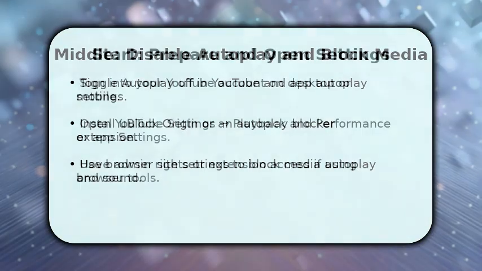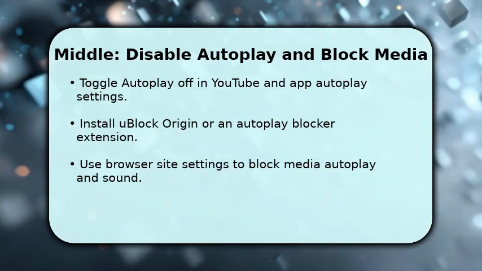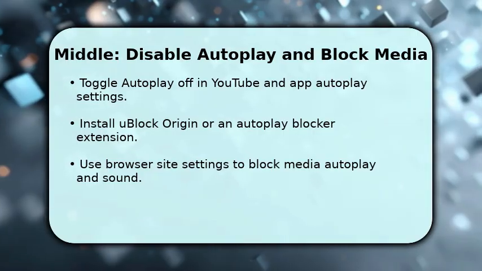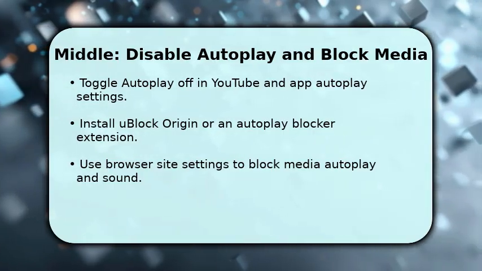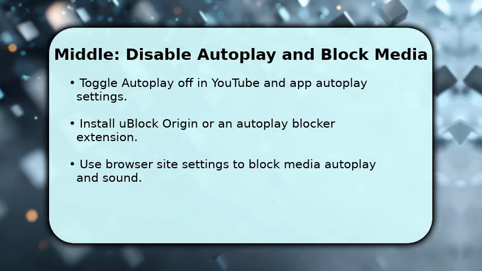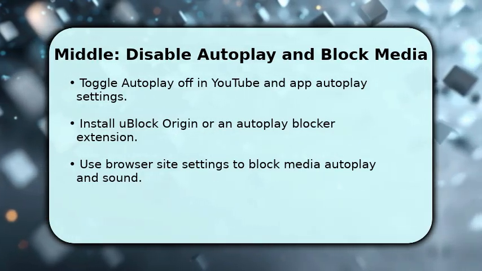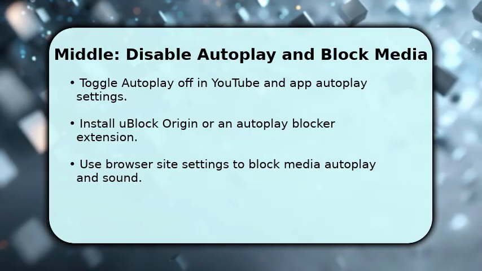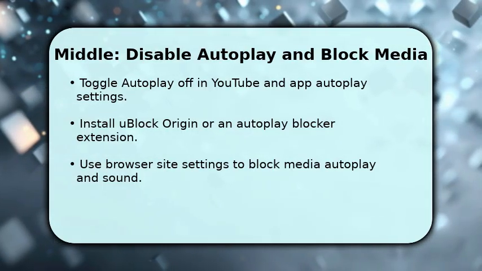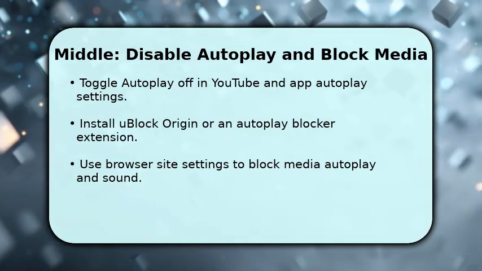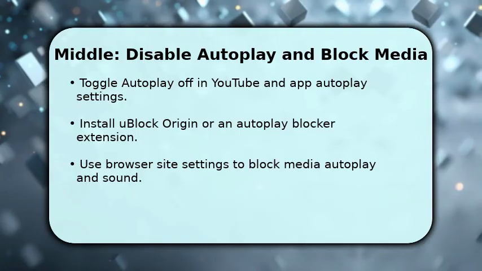Once autoplay is off in YouTube, reinforce the change by blocking media at the browser level. Install an extension like uBlock Origin or a dedicated HTML5 autoplay stopper, then create a rule to block YouTube.com/watch or block media elements on YouTube. Make sure browser site settings are set to block autoplay and mute the site.